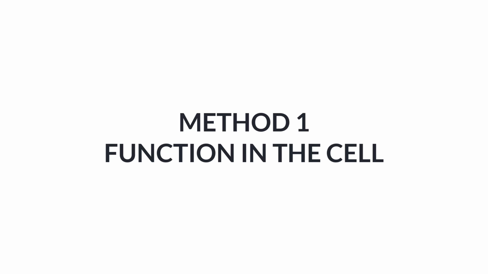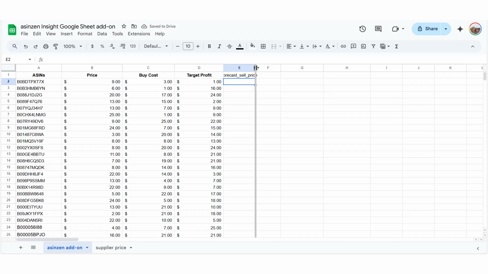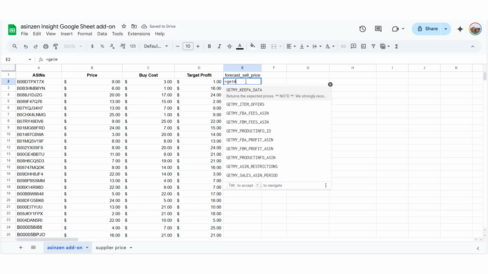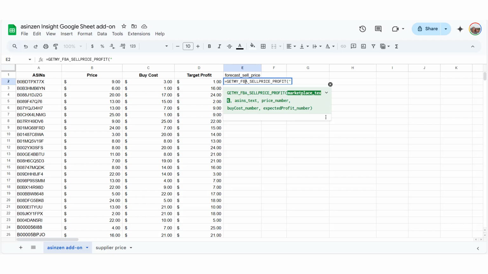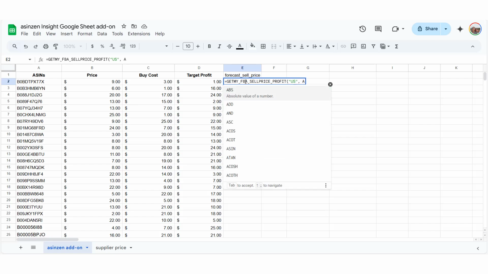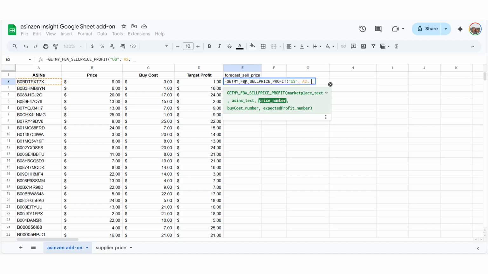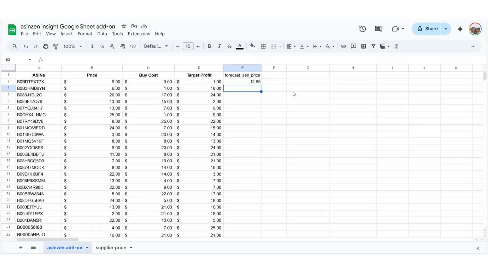Let's start with Get My FBA Sell Price. This function calculates the ideal selling price required to hit your target profit margin when using FBA. To use this function directly in a cell, you'll need the Amazon Marketplace, the ASIN, the buy cost, and your target profit. Simply type Get My FBA Sell Price, followed by the Marketplace in quotes, the ASIN in quotes, the buy cost, and then your target profit. Hit Enter, and the function will display the calculated selling price.